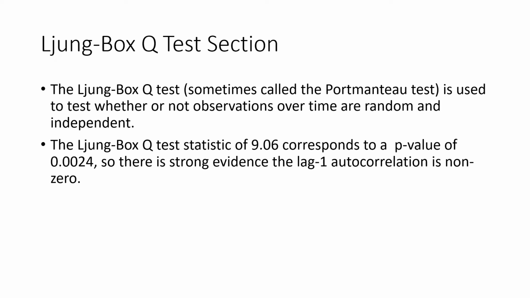Next, we have the Ljung-Box Q test. This is also known as a portmanteau test, and it is used to test autocorrelation. This test statistic of 9.06 corresponds to a p-value of 0.0024 or so. So there is strong evidence of lag 1 autocorrelation. Here you have to check your observations over time and see whether they are random or independent.